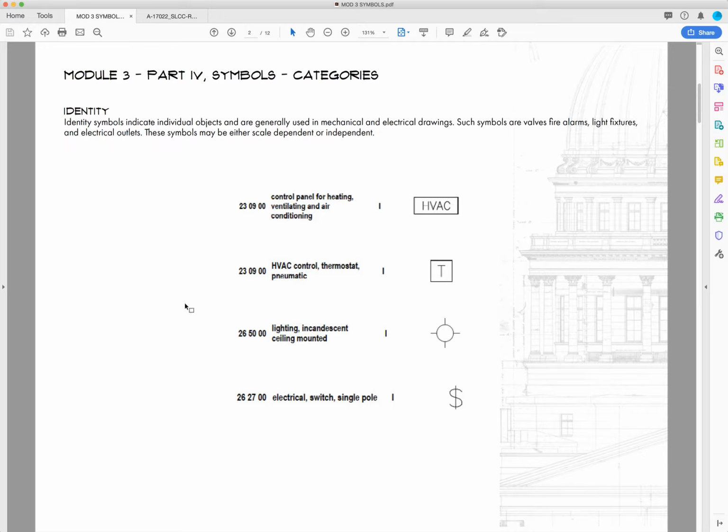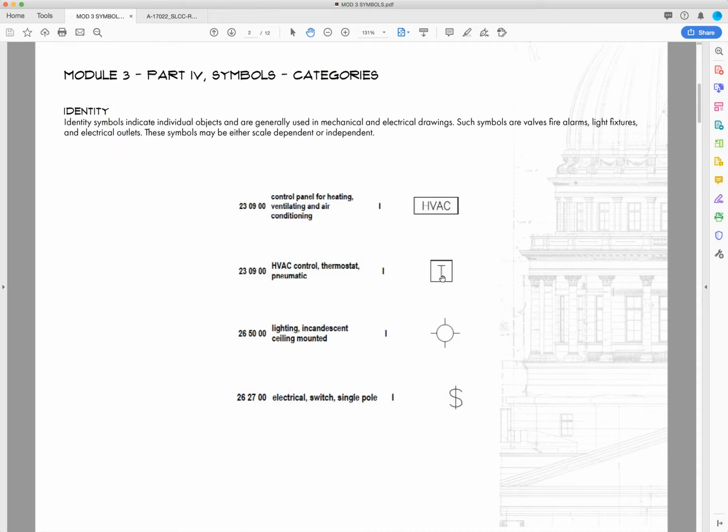Now, identity, according to National CAD standards, it's defined as symbols that indicate individual objects and are generally used in mechanical and electrical drawings. Such symbols are valves, fire alarms, light fixtures, and electrical outlets. These symbols may either be scale dependent or independent. What that means in more plain English terms is that when you look at these identity symbols, I think that they're pretty graphic symbols. So, for instance, this is meant to look like a light fixture. This is meant to look like a light switch. So it's a graphic indication of the thing or the item that it's trying to represent.